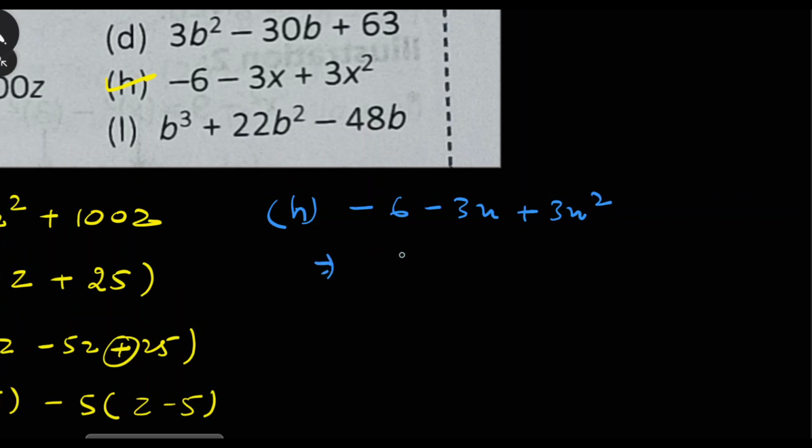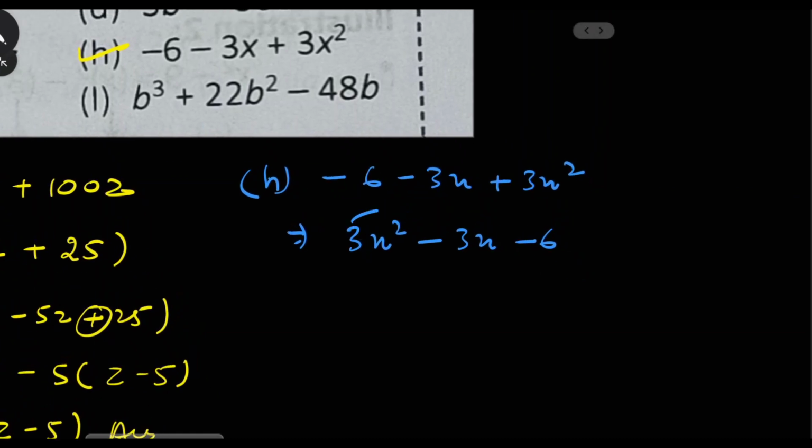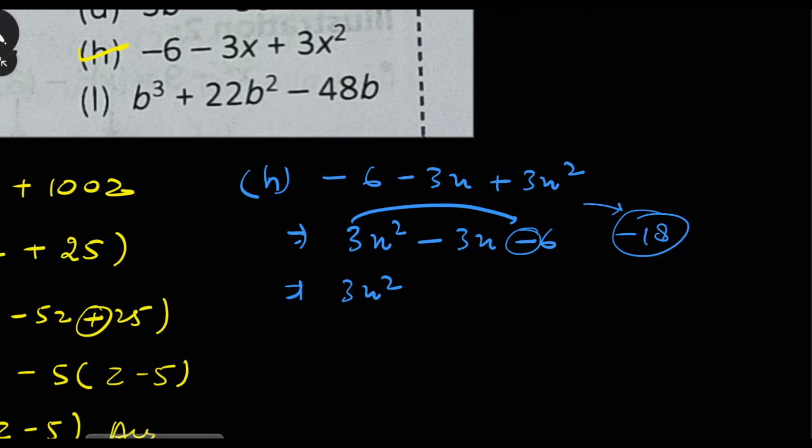So in standard form, what will we have? ax square plus bx plus c. So 3x square minus 3x minus 6 is now in that form. So 6 threes are 18, and here it is a minus, so it will be minus 18. Now you have to split the minus 3 in such a way that you will get the minus 18. So you will split like this: 3x square minus 6x plus 3x minus 6.